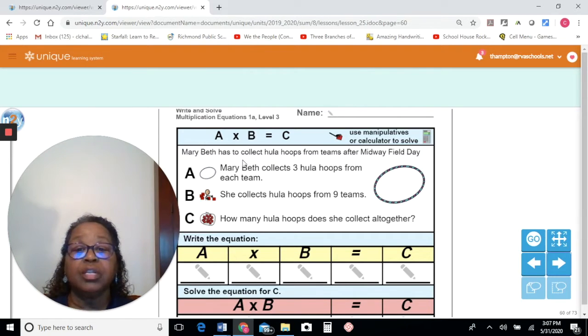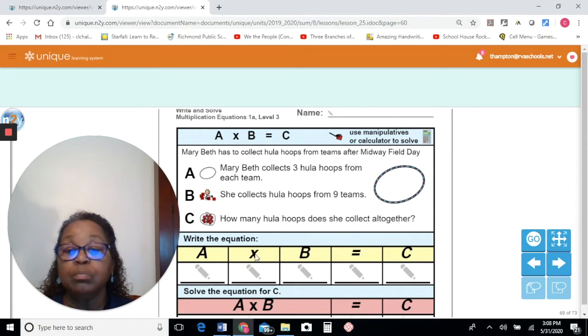Mary Beth has to collect hula hoops from teams for midway field day. So the first part of it is A. Mary Beth collects 3 hula hoops from each team. The second part, which is B, is she collects hula hoops from 9 teams. The C part of this is how many hula hoops does she collect altogether? So again, we are solving for C. Let's see now if we can substitute numbers. This would be our expression. A times B equals C.